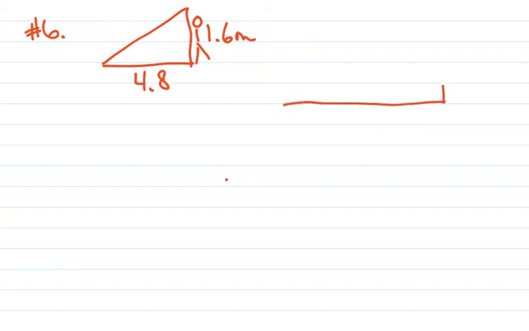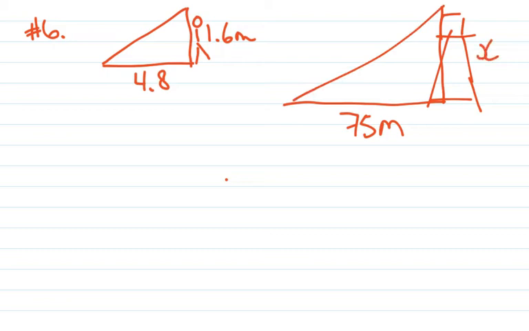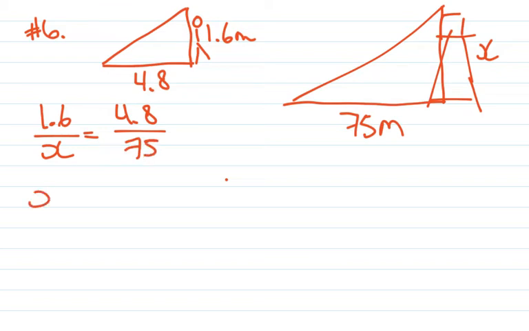Now the realistic drawing of the lighthouse here is 75 meters away, and we want to know how tall it is, so that would be labeled as X. So we're just going to set up a scale, a ratio, to see how tall is the lighthouse and what is the scale factor. Those are the two questions we're going to answer. So we have 1.6, which is her height, over X, the height of the lighthouse, we don't know, equals 4.8 over 75. We're going to solve for X by cross multiplying and dividing.